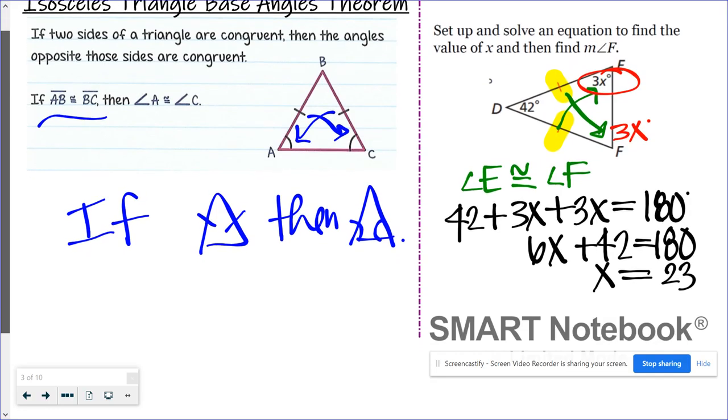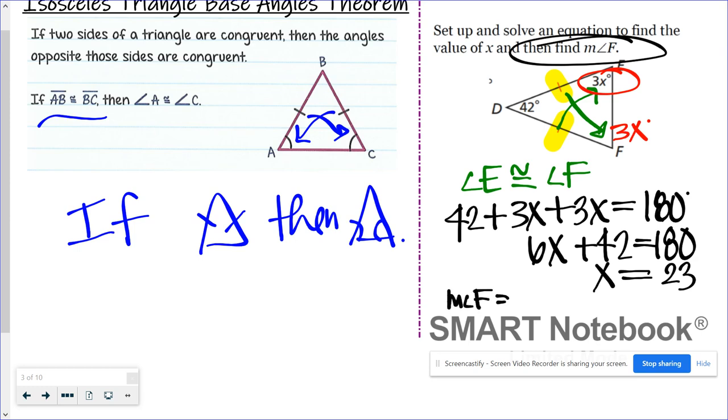Remember, in geometry, x is oftentimes not the final answer. They want you to do something with it. And here they want us to find the measure of angle F. So the measure of angle F is equal to 3 times x. Remember, they told us that. Do the math, we get that F is 69 degrees.